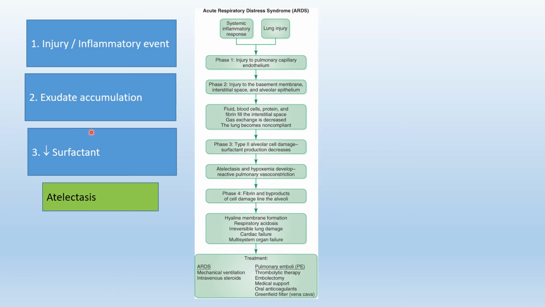Ultimately, we cause damage to the type 2 alveolar cells. And so the type 2 alveolar cells produce surfactants, and surfactants' role in the lung function is to keep it open, right? To reduce the surface tension that is associated with water. So if we reduce the surfactant, we can actually get this lung collapse as a result of this decrease in surfactants.